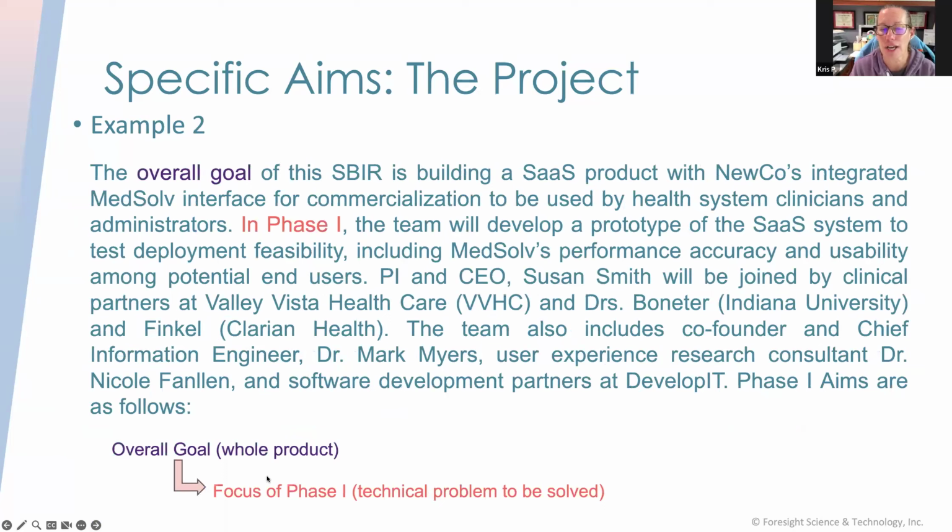This is another example of what that paragraph might look like. So again, we're going from the overall goal. That's the big picture. And remember that triangle? We're going from the overall goal, what they're building, a SaaS product. But in phase 1, they're going to develop a prototype and test deployment feasibility. That's what they're doing in phase 1. They're not building the whole product in phase 1. That's the overall goal.